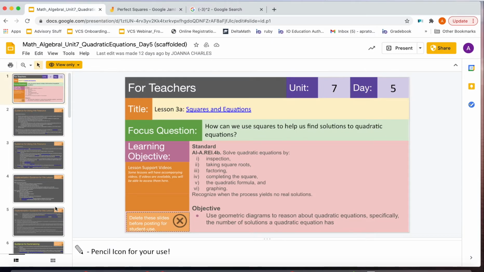In this video, I'm going to talk about a supplemental activity you can do with Unit 7, Day 5, Lesson 3A, Squares and Equations. This activity is something you can do within your classroom to really foster a deeper conversation around perfect squares and the idea that a square root always has two answers, a positive and a negative, and you can never square a number and get a negative answer.